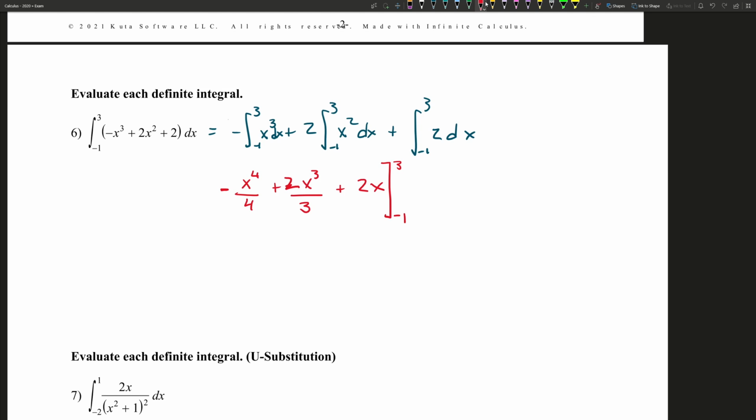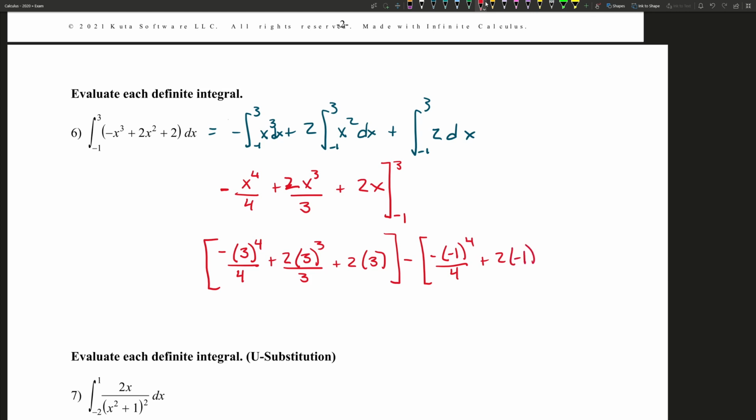So then all we have to do is plug in 3, plug in negative 1, and then subtract those things. When we do that, we get negative 3 to the 4th over 4 plus 2 times 3 cubed over 3 plus 2 times 3. We're going to get some number there. And then we subtract what happens when we plug in negative 1. So negative 1 to the 4th over 4 plus 2 times negative 1 to the 3rd over 3 plus 2 times negative 1.